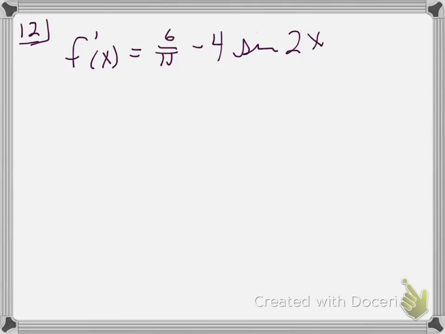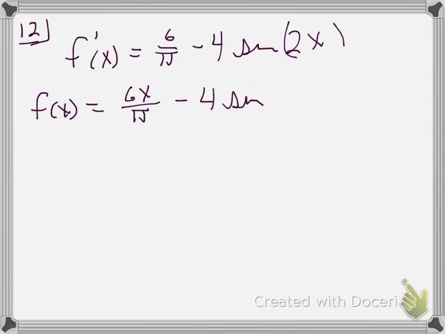Number 12. Ooh, look at number 12. Use a trig identity to show that f prime of x equals 6 over pi minus 4 times the sine of 2x. That's what we want to end up with. F of x is equal to 6x over pi minus 4 sine squared x.